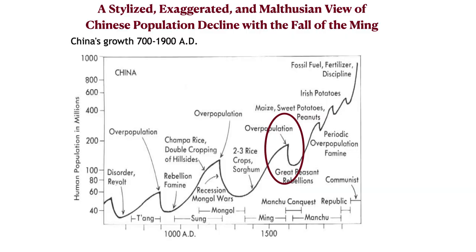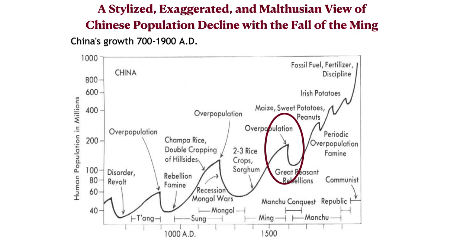Anyway, this is a very stylized, exaggerated, and Malthusian view of Chinese population growth and decline. But it serves the point that I want to emphasize. And I'll talk later on about Malthusian explanations, and particularly as they are applied to China. But this is the notion that you have good periods, stable politically, maybe stable climatically, and the population of China goes way up.